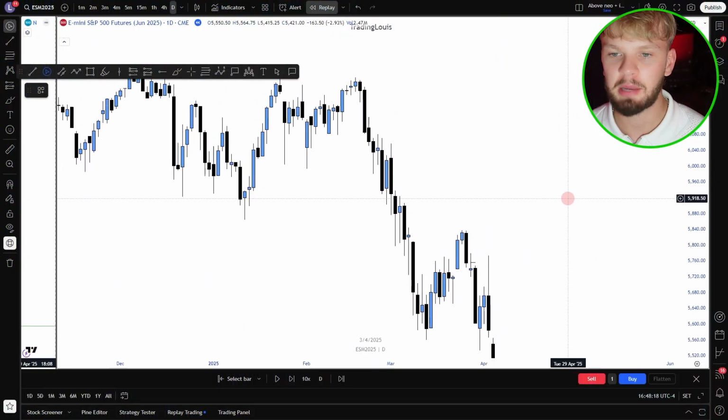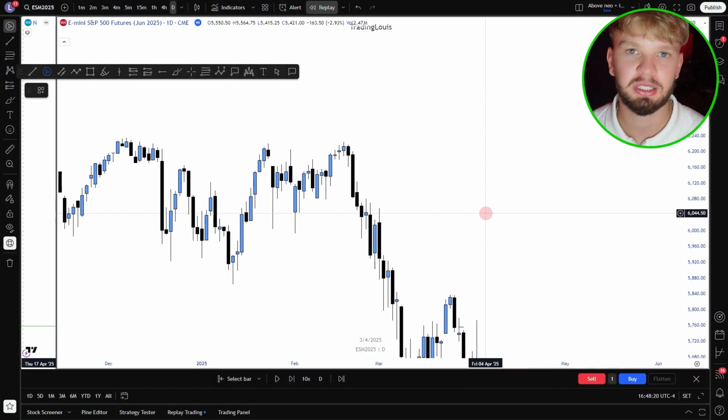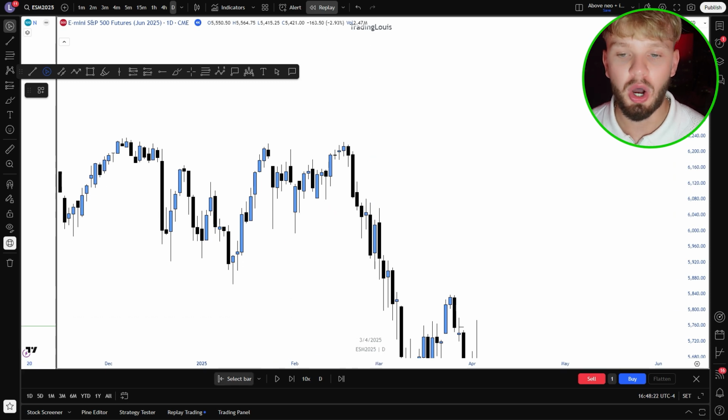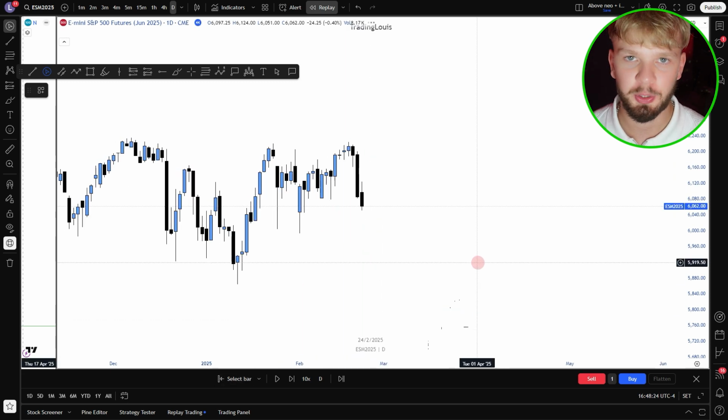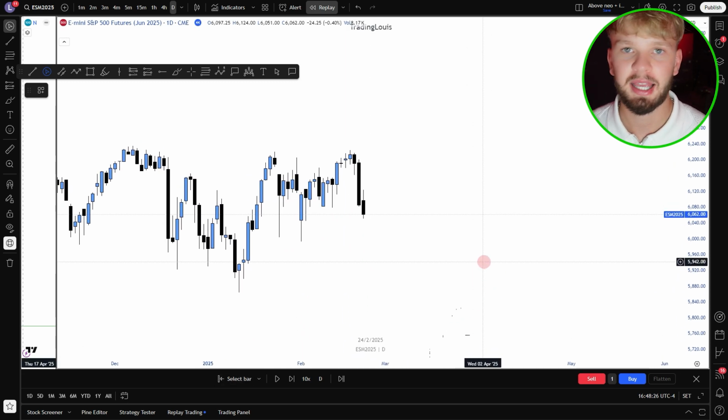Now, fair value gaps are the second most important concept that you need to learn, arguably as important as liquidity. The reason for this is because fair value gaps are going to be combined with liquidity to enter into the market, so you need to make sure that you understand both just as much.